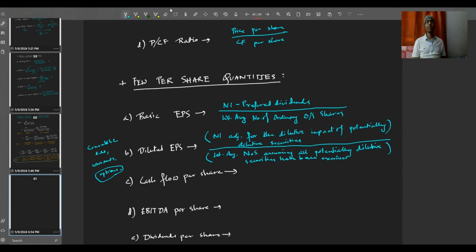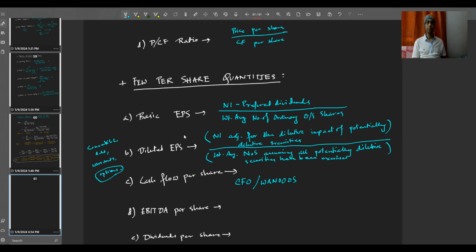So again, diluted EPS is the ratio of net income adjusted for the dilutive impact of potentially dilutive securities divided by the weighted average number of shares, assuming all potentially dilutive securities have been exercised and are effective in their dilutive effect. Okay. Now cash flow per share. Cash flow per share is nothing but cash flow from operations divided by the weighted average number of outstanding ordinary shares.